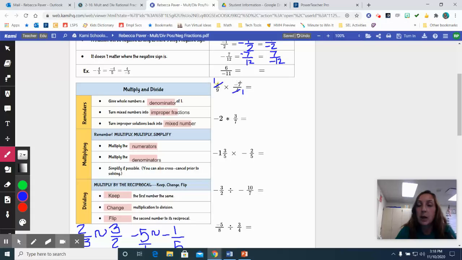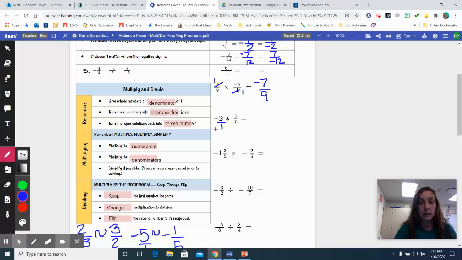So looking across, I've got 1 times -7. I know that that is -7, and 9 times 1 for the denominators. So we have here a total of -7/9. For the second example, we have -2 times 3/7. I'll first write this whole number as a fraction, which is -2 over 1.